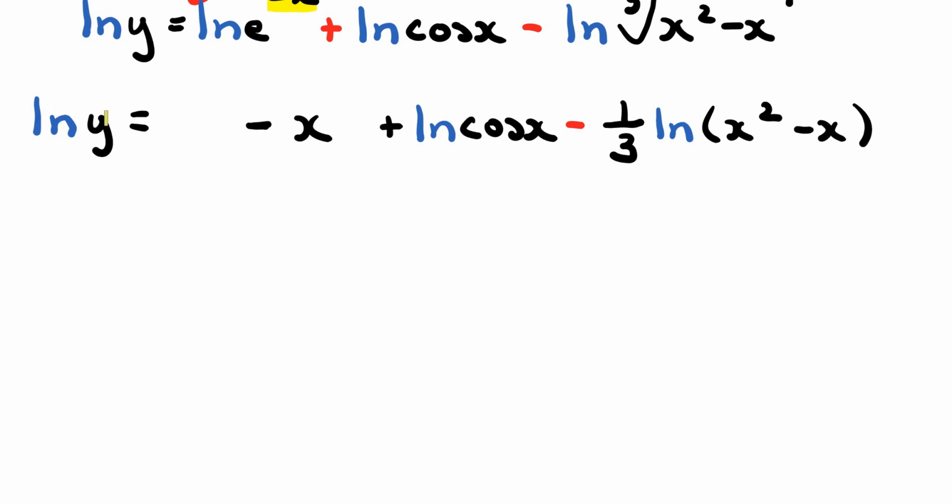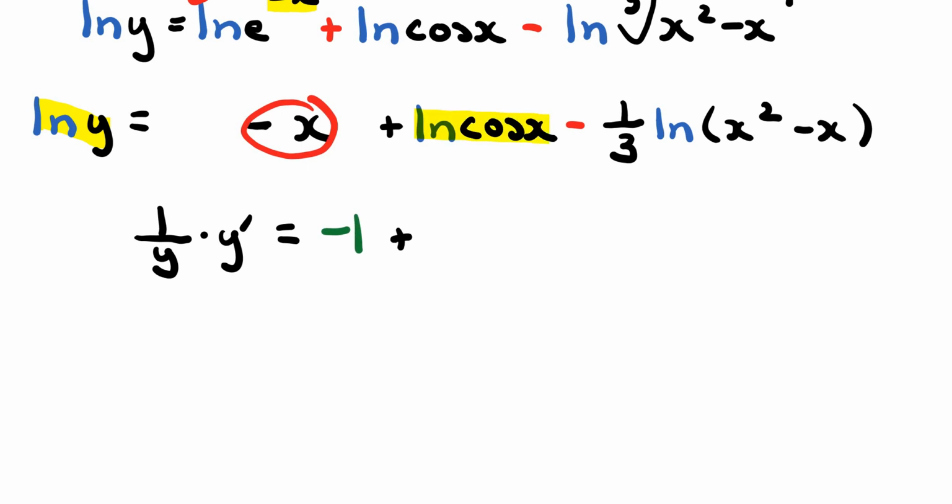Taking the derivative of ln y is going to be 1 over y times y prime equals. Now the derivative of negative x is going to be negative 1, plus, now the derivative of ln of cos x will be 1 over cos x times the derivative of cos x, which is negative sine x.